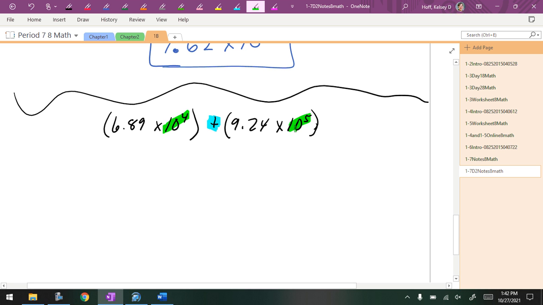4. Okay, so we are going to leave 6.89 times 10 to the 4th. Does it technically matter? No. Somebody could switch them to the 5th, so you're going to end up with the same answer.